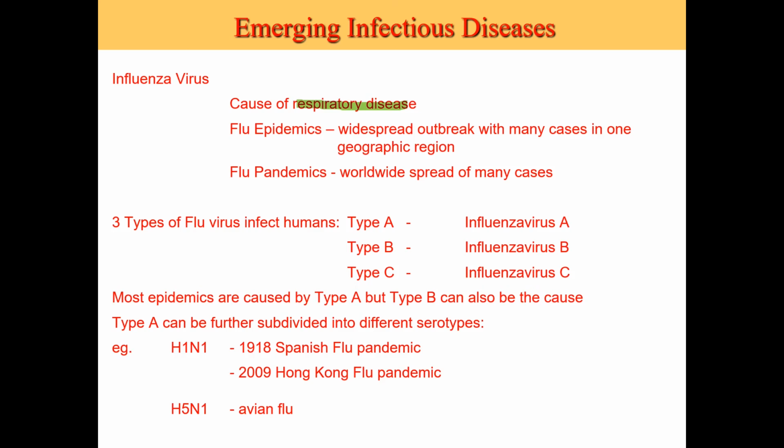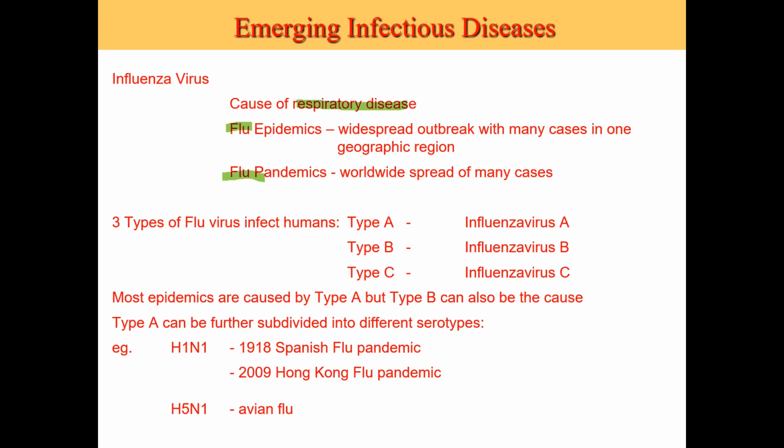Flu epidemics occur regularly. They're widespread outbreaks. Any epidemic is a widespread outbreak in one major geographical region, like Australia, Africa, North America, versus South America. A flu pandemic is a worldwide spread of cases, and every year there are flu epidemics, and occasionally you get flu pandemics.